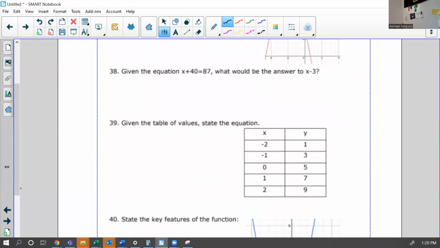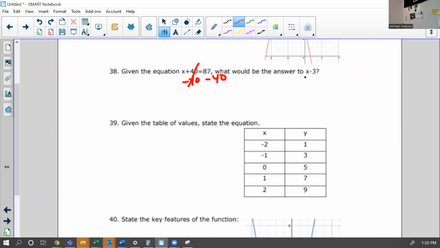Number 38, given the equation, what would be the answer to x minus 3? They give you this. You have to solve for x right here and then plug in the x value right there. That's all you have to do. So I'm going to do minus 40 on both sides. That becomes 0. I'm left with x is equal to 37. All right, and then I just plug in 37 over here. When x is 37, I'm going to have 37 minus 3, which is 34.